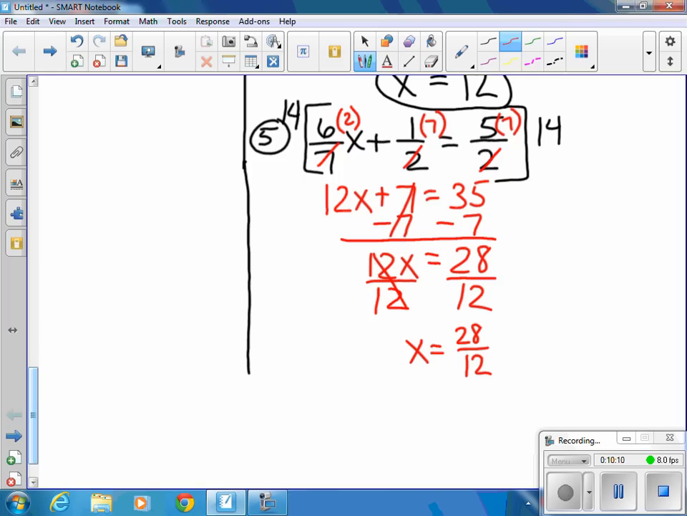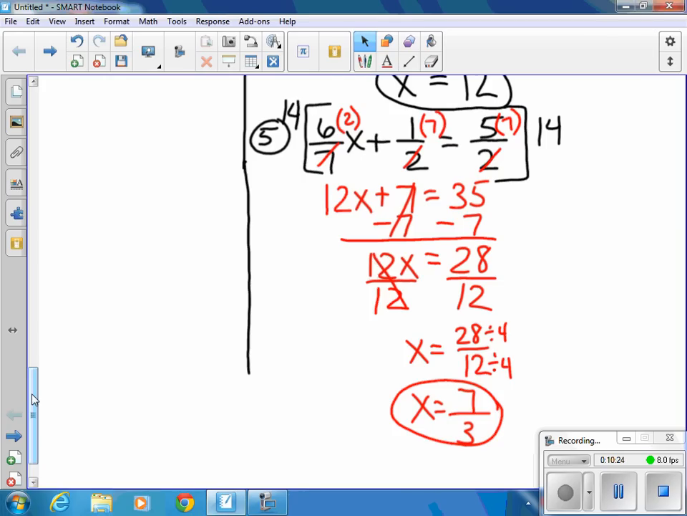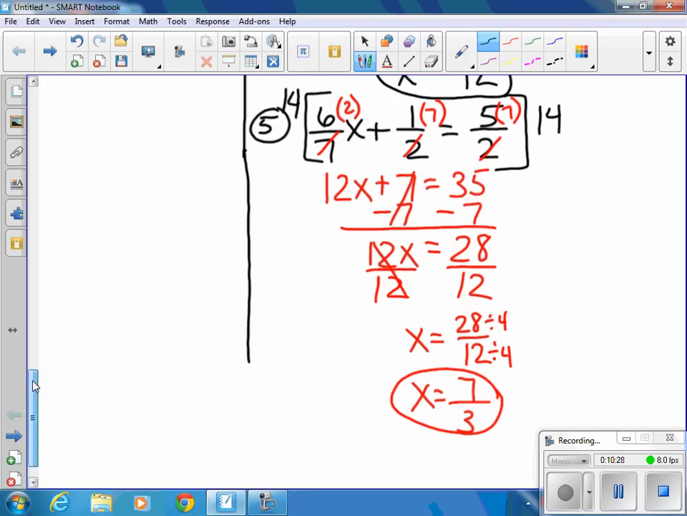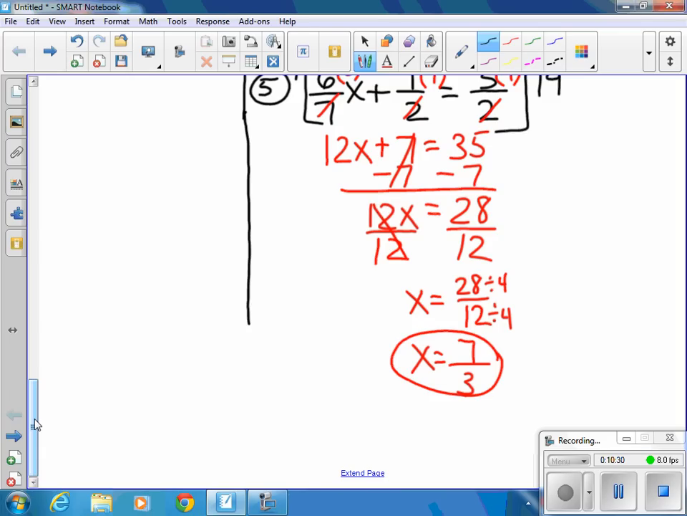You need to realize that both 28 and 12 can be divisible by 4, which means your final answer is going to be 7/3. You do not need to worry about turning it into a mixed number. We do not use mixed numbers in algebra, right? So leaving it improper is perfectly okay, and it's actually preferred. Okay, but decimals are not accepted, and mixed numbers are just not necessary.